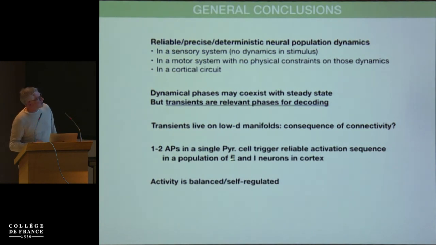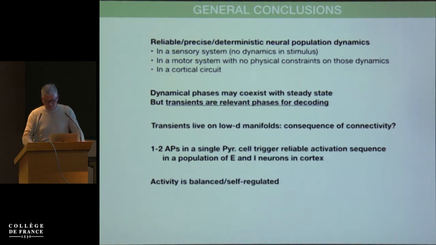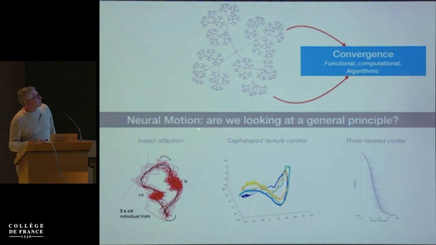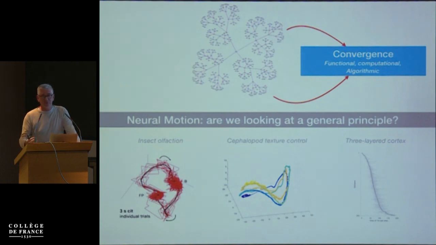And then in the case of these reptilian cortex, I showed you that a single or a couple of action potentials in a single pyramidal cell is sufficient to generate a sequence of activation across tens of different neurons, excitatory and inhibitory neurons. And this is something I didn't show you, but there's a sort of balancing of activity across the system such that activity doesn't explode. So to finish, I'll tell you that my message, that this kind of neural dynamics might be the expression of something which is a general principle, something that I would love to demonstrate and prove. And I will make the argument that using comparisons across different model systems is one way to get at that.